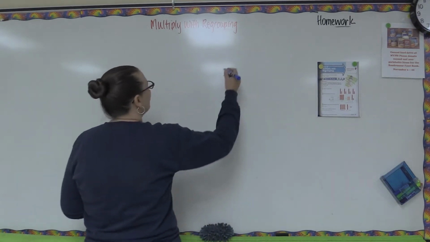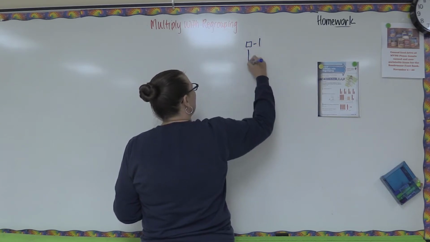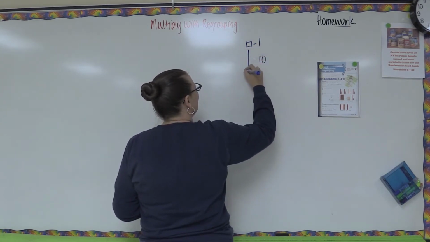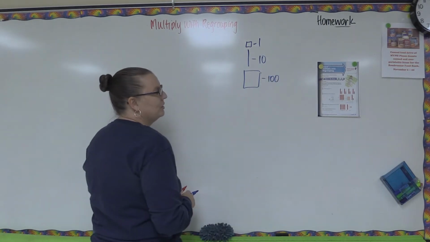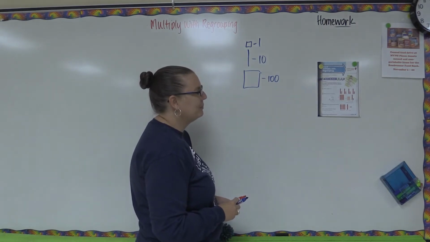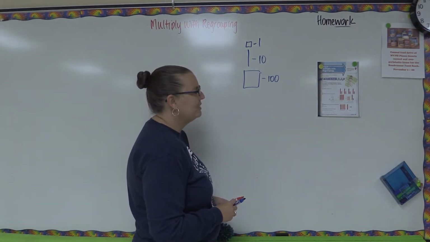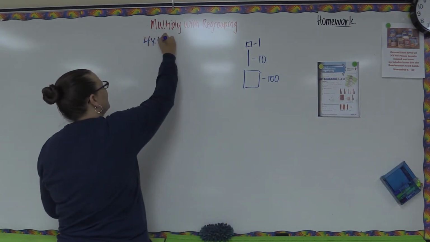Quick reminder, in base 10, the little cube is the ones, the stick is tens, and the big flat is 100. All right? So in our first problem, it says Zach bought 13 packages of light bulbs. There are 4 light bulbs in each package. How many light bulbs are there in all? So we're going to be finding 4 times 13.